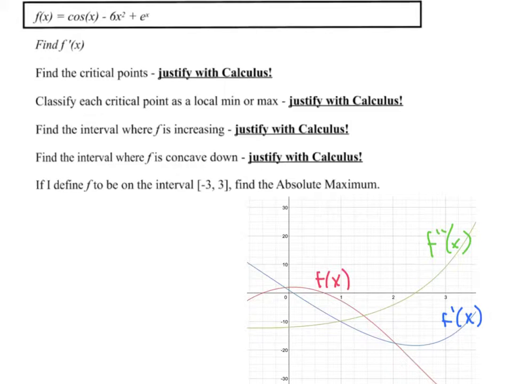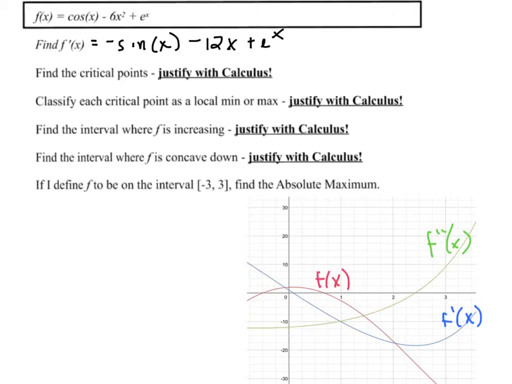You'll see here I've graphed the original function in red, the derivative in blue, and the second derivative in green. On this question, you look at this equation, you're not expected to know how to find the zeros, so you could use your calculator here to get those zeros. Here, f prime, the derivative, is negative sine x minus 12x plus e to the x.